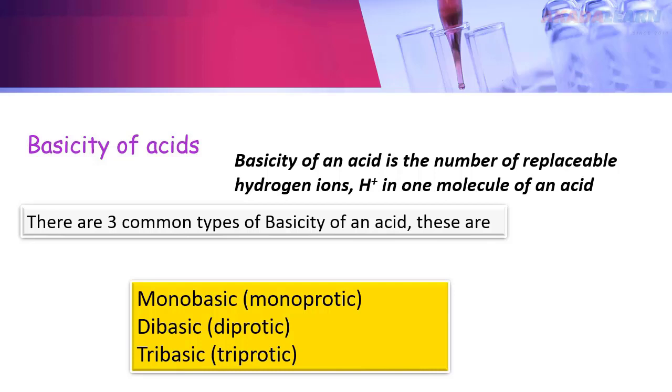Now, the monobasic, as the name implies, means it can produce 1 hydrogen ion when dissolved in water, while dibasic can produce 2 and tribasic can produce 3.